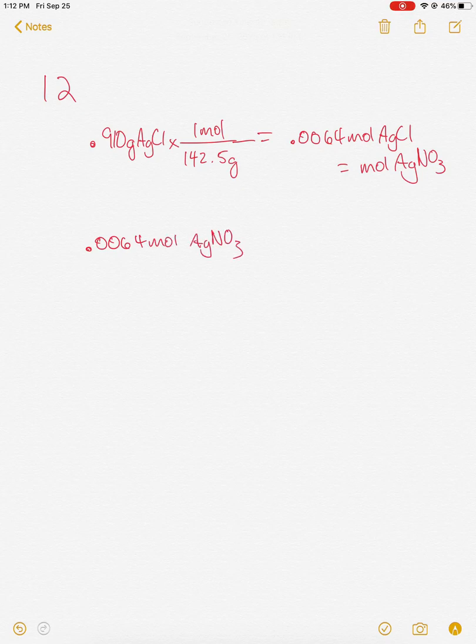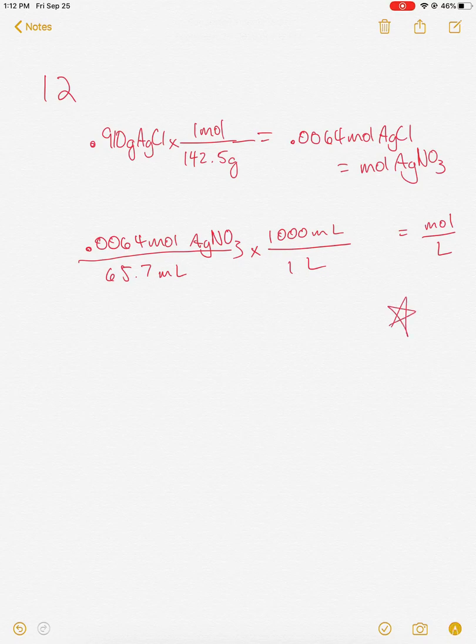And remember, molarity is moles in 1 liter. We don't have 1 liter, we had 65.7 milliliters. And don't forget that there's 1,000 milliliters in 1 liter. And you end up with the exact same answer this way as the way you did it. So that's perfectly fine.